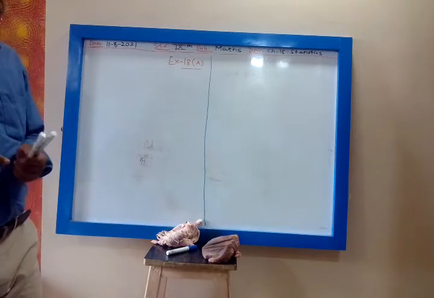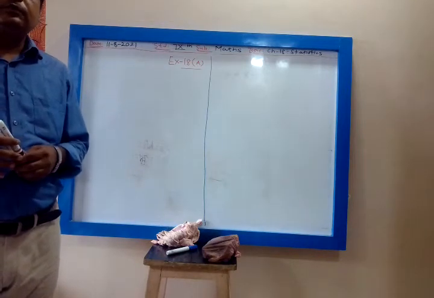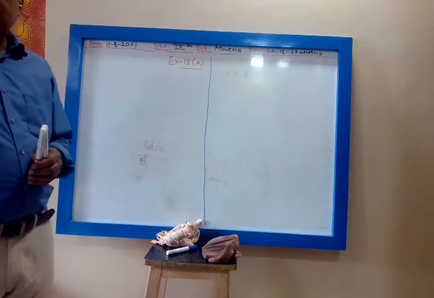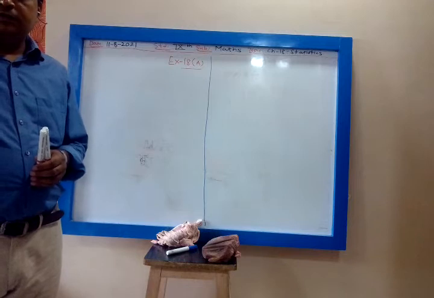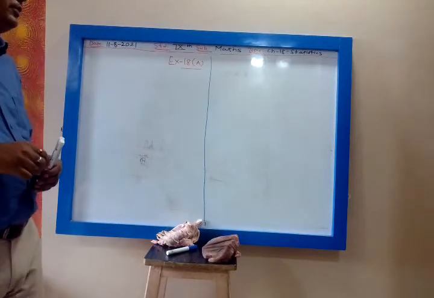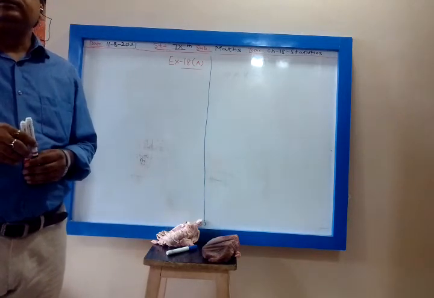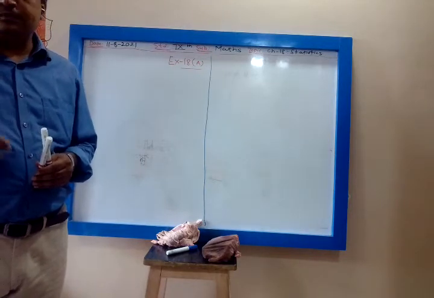Okay. If class intervals are not continuous, what do you mean by class intervals are not continuous? The upper limit of one class is not equal to the lower limit of the next class. If class intervals are not continuous, then what do you do? You find the adjustment factor. That adjustment factor we subtract from the lower limit and we add to the upper limit. The class interval becomes continuous.